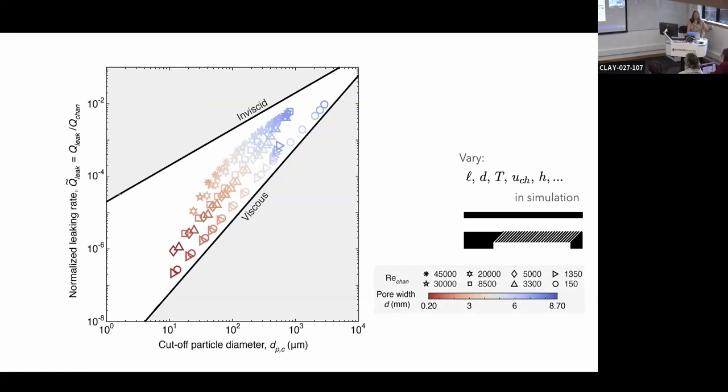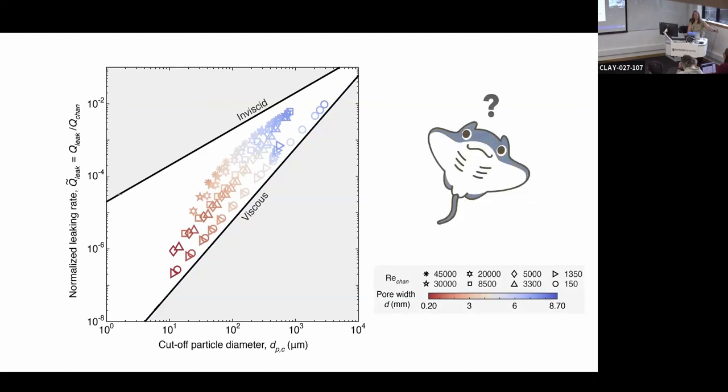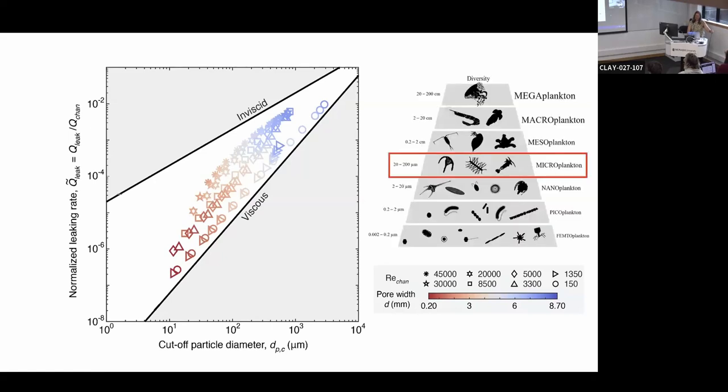Okay, so now we come back to the manta. If you are a manta, what do you want? So here's my manta. What is your goal in life if you are a manta? Food, exactly. If you are a manta, you want to eat. So here's what mantas eat. This is sort of a pyramid of stuff, and they tend to eat these microplankton over here, which are 20 to 200 microns.